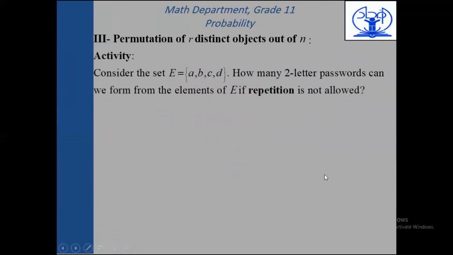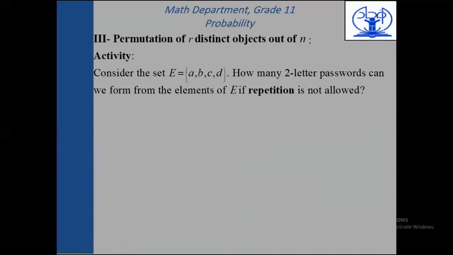Now, what about permutation of r distinct objects out of n? Consider the set E: A, B, C, D. You have to be careful here. Here we're not arranging the 4 letters. How many 2-letter passwords can be formed from the elements of E if repetition is not allowed?